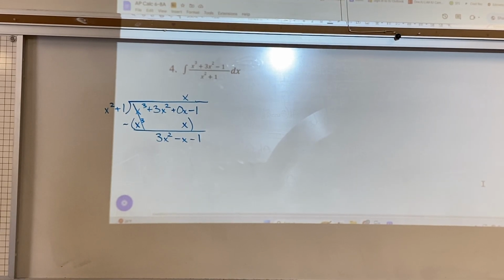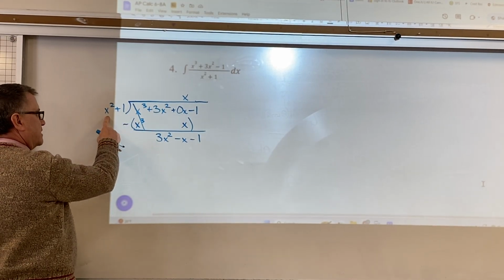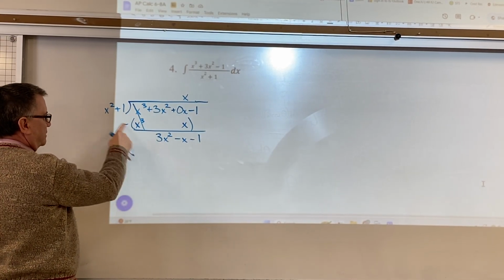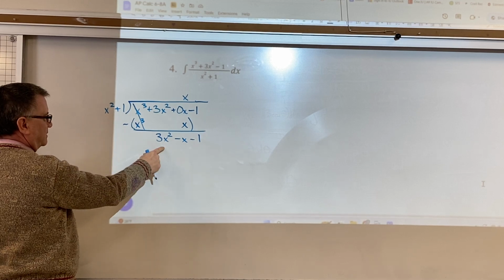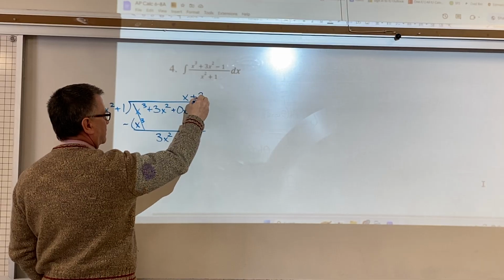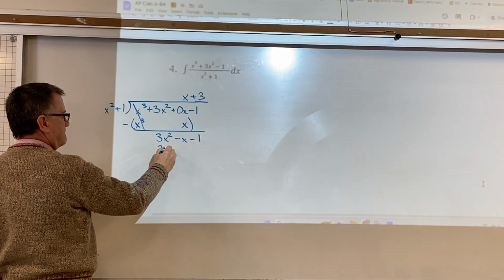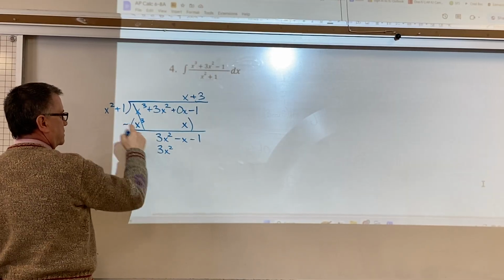You just do it again. Multiply by 1. How can I make x squared look like 3x squared? What can I multiply by? 3. That will go in the constant column, positive 3, right? So that gives me 3x squared, and 3 times 1 is 4.